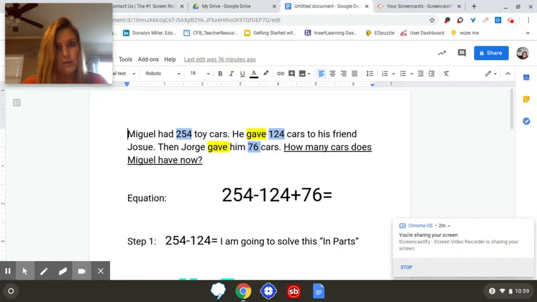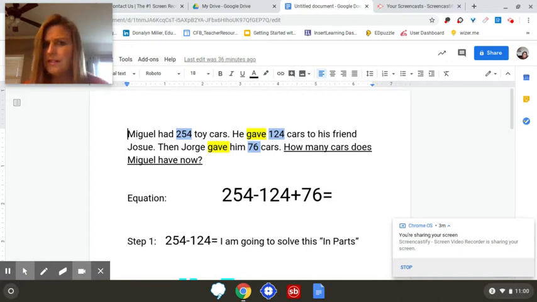This is the third thing we do. Remember? What's the action word? And what does it mean we're going to be doing in the problem? Addition or subtraction? I'm going to highlight the action word in yellow. So, notice the word gave. He gave 124 cars to his friend Josue. And then Jorge gave him 76 cars. In both instances, the word gave is used. But one means subtraction and one means addition.